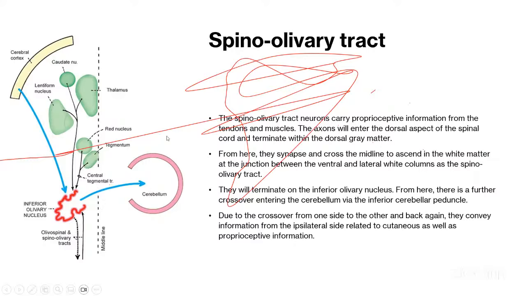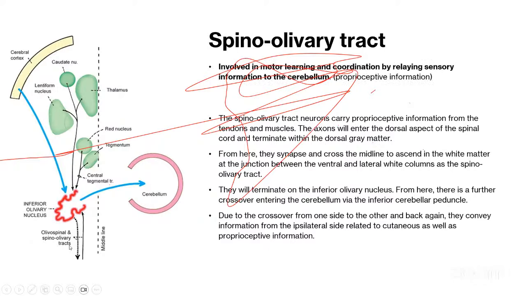Due to this crossover from one side to the other and back again, they convey information from the ipsilateral side related to cutaneous as well as proprioceptive information. It is involved in motor learning and coordination by relaying sensory information to the cerebellum. And it connects the spinal cord to the inferior olivary nucleus and subsequently the cerebellum.